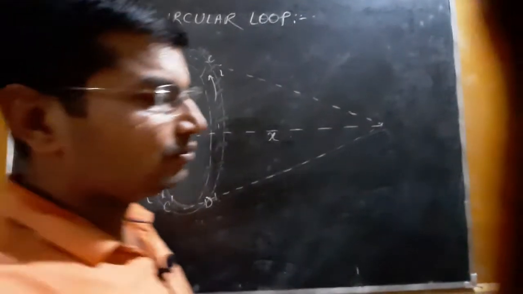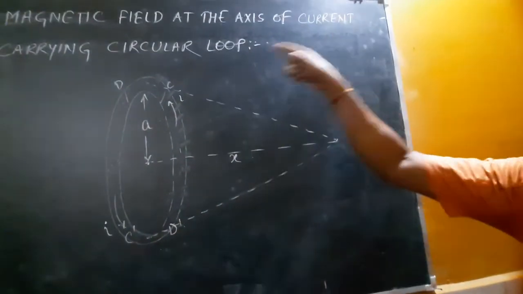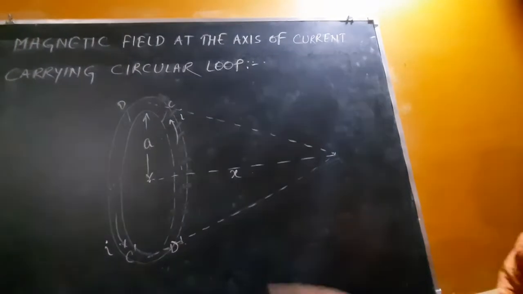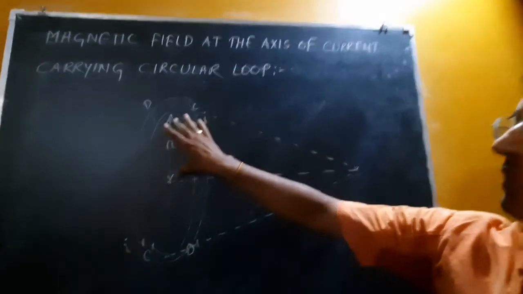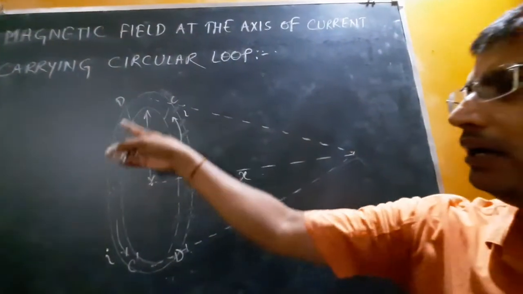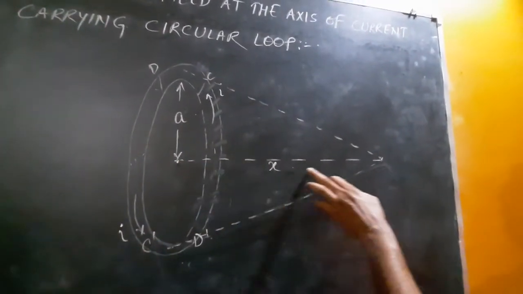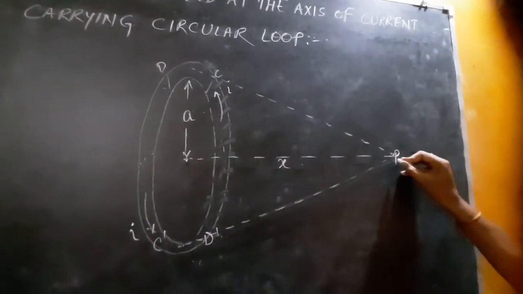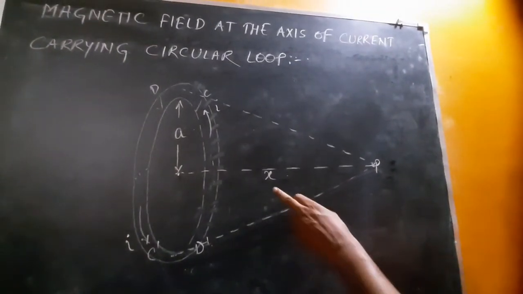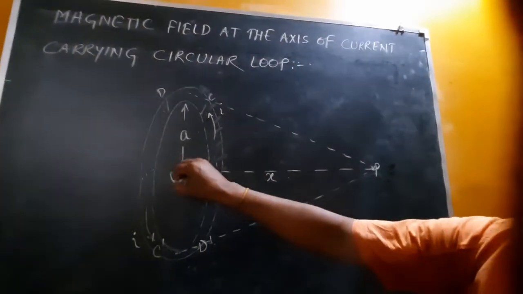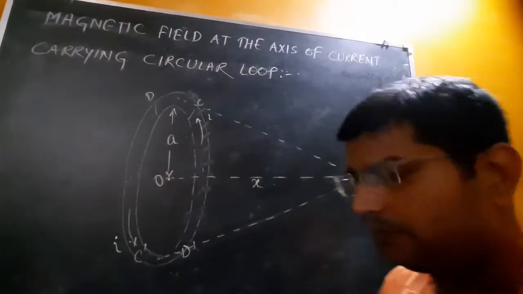Today I am going to discuss the magnetic field at the axis of a current carrying circular loop. Here in the figure we have taken a current carrying circular loop of radius small a, in which current is flowing in this sense which is given. This is the axis of the current carrying circular loop and we have to find the magnetic field at a distance small x from the center O of the loop. At this position we have to find the magnetic field.